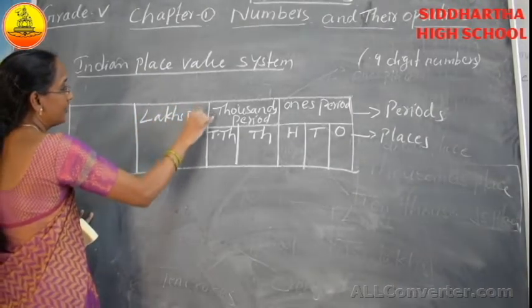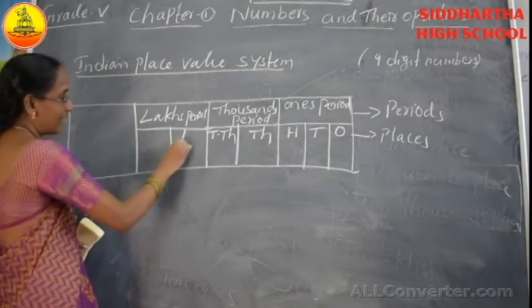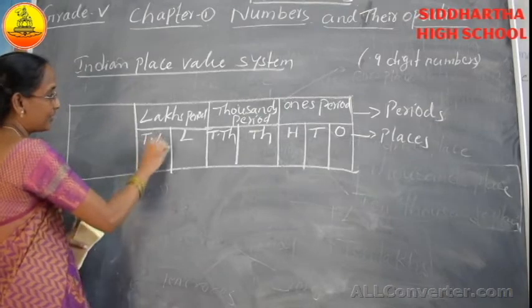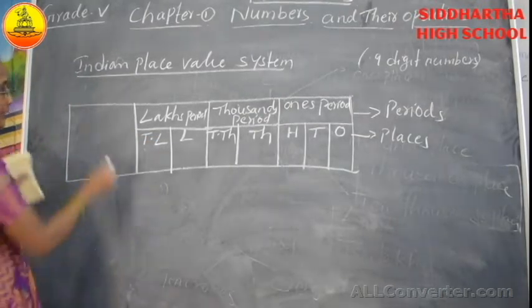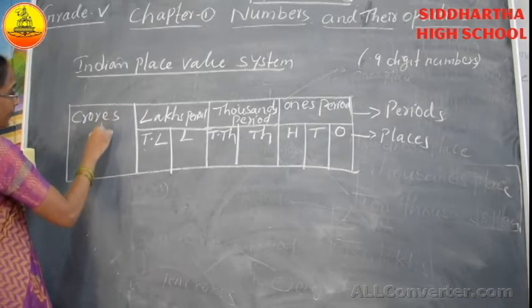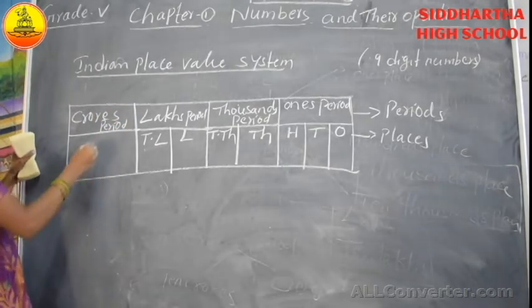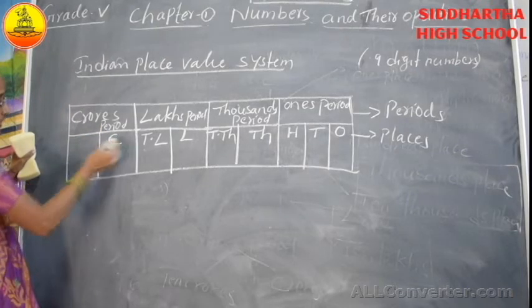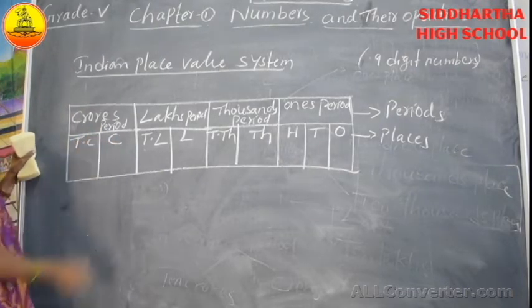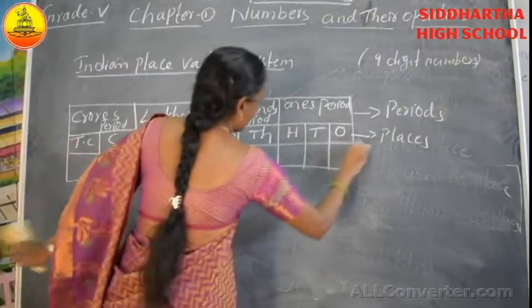Lakhs period. The lakhs period is divided into 2 places: lakhs and 10 lakhs. Next, crores period. The crores period is divided into the crores place and 10 crores. Crores and 10 crores. Okay, children.